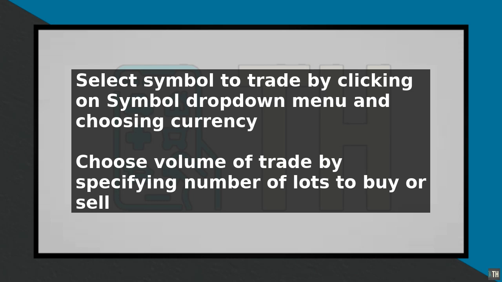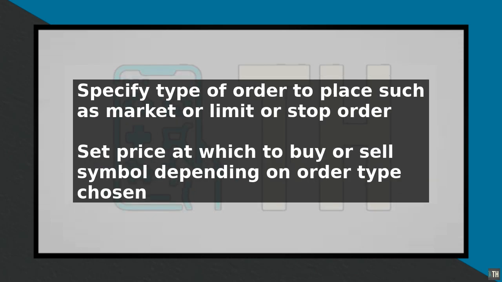and a limit order. After selecting the order type, set the price at which you want to buy or sell the symbol. For a market order, the price will be the current market price, while for a limit or stop order, you need to specify the price level at which the order should be executed.